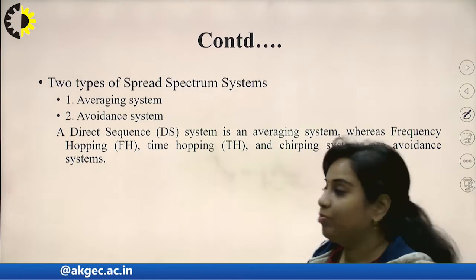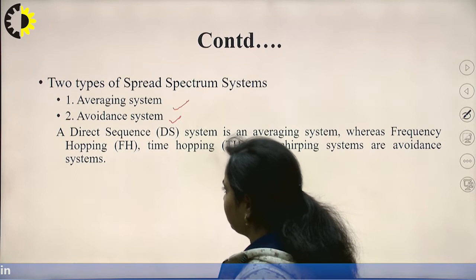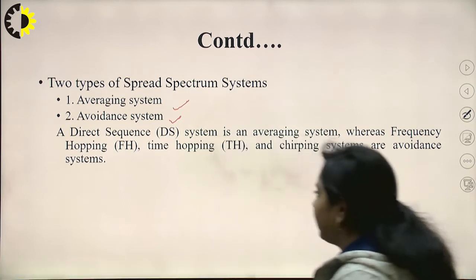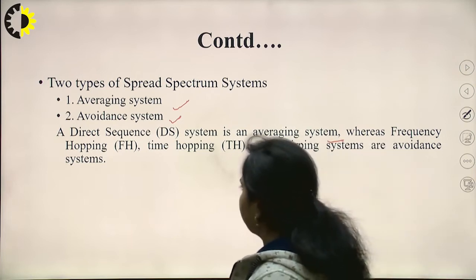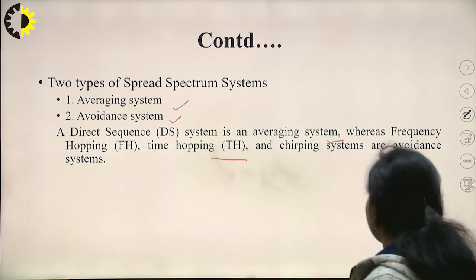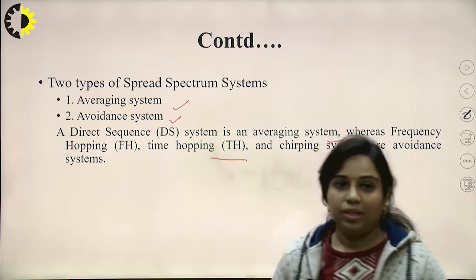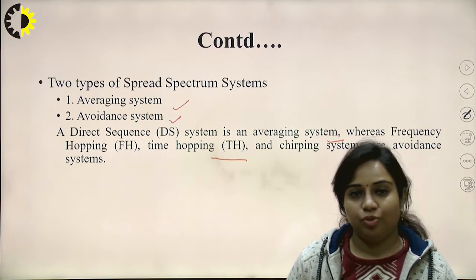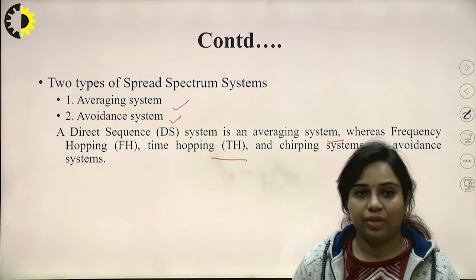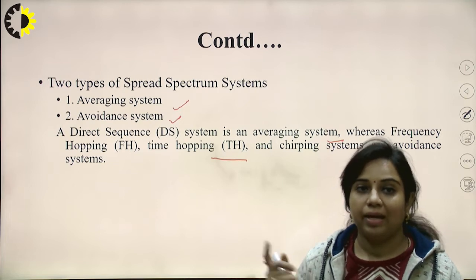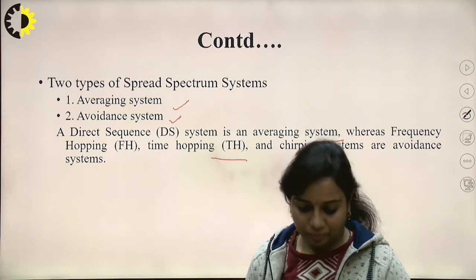Now there are two types of SS systems. The first one is the averaging system, the second one is the avoidance system. A DS or direct sequence system is an averaging system, whereas frequency hopping, time hopping and chirping systems are avoidance systems. So these are the different types of SS modulation techniques that exist, that is direct sequence, time hopping, frequency hopping and chirping, and these are classified on the basis of the averaging or avoidance system.